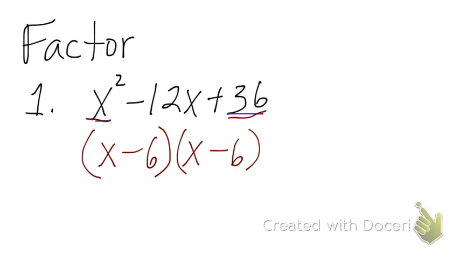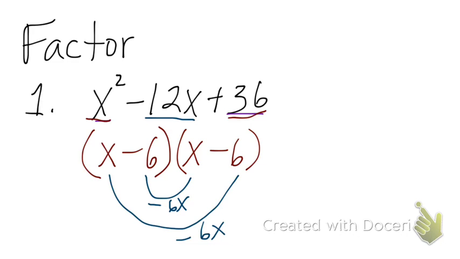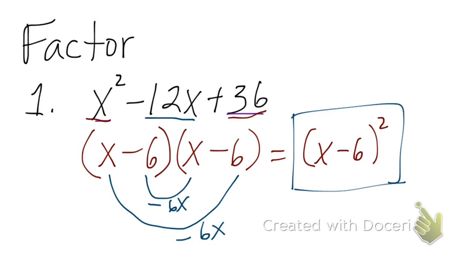Now we want to make sure that the minus 12x is correct. If we look at the inner and outer product, we get a negative 6x and another negative 6x, which does give you minus 12x, and so that is correct. And so our final answer we would write as (x minus 6) squared. Let's go ahead and do another example.